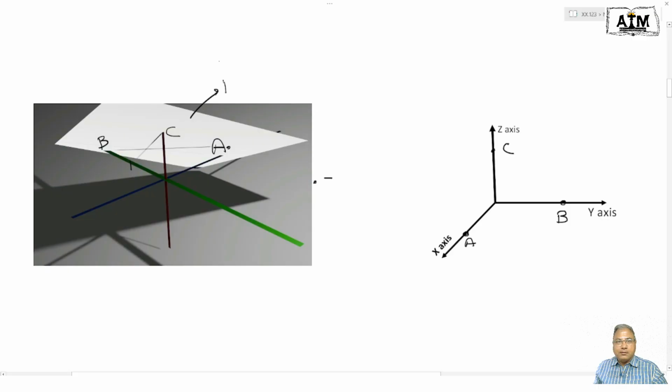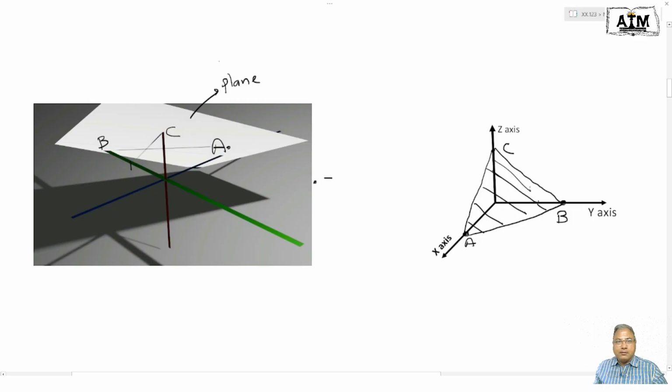Now this is the plane. This is a 3D diagram, and this is the plane. But in our notebook, we cannot draw the 3D diagram. So we draw this plane in our notebook in this way. Join A and B, join B and C, join C and A. These are the points of intersection. We are joining the points of intersection to get the plane. So this is the plane.